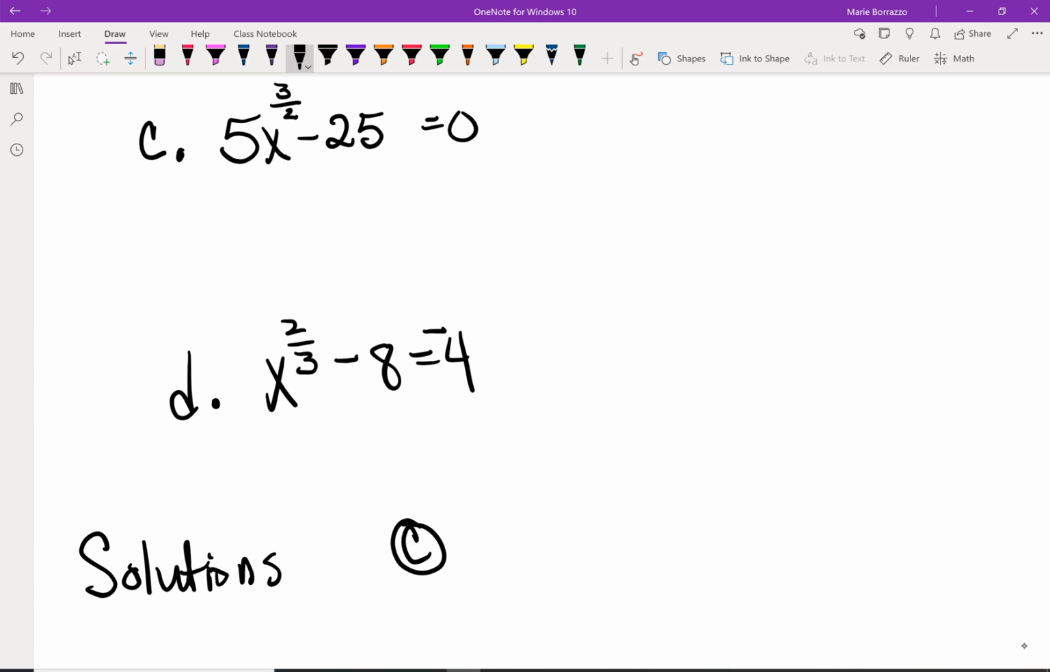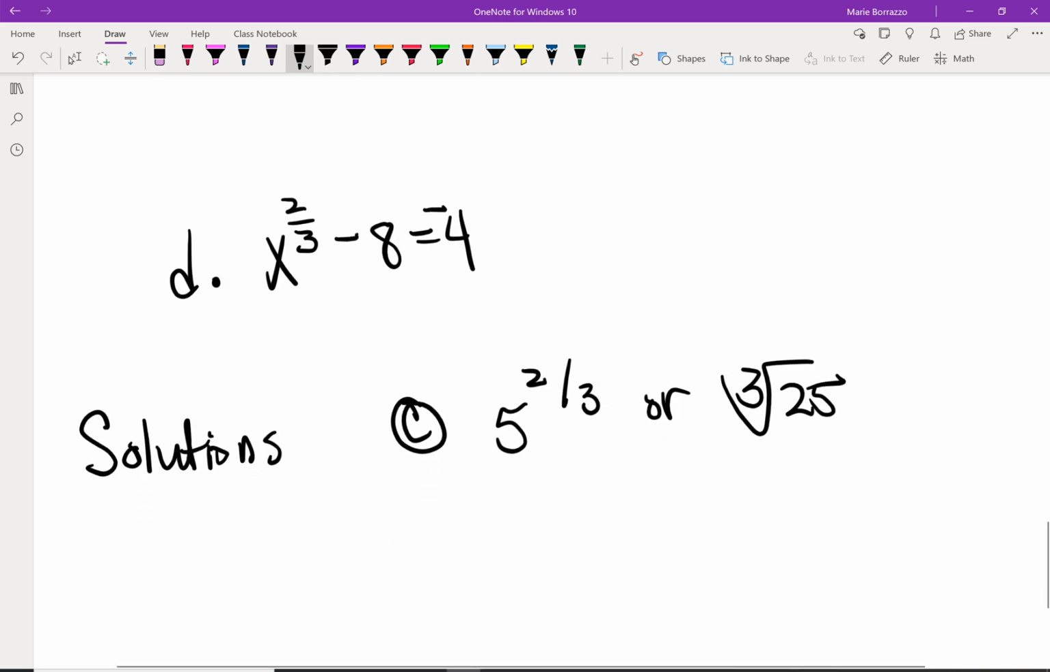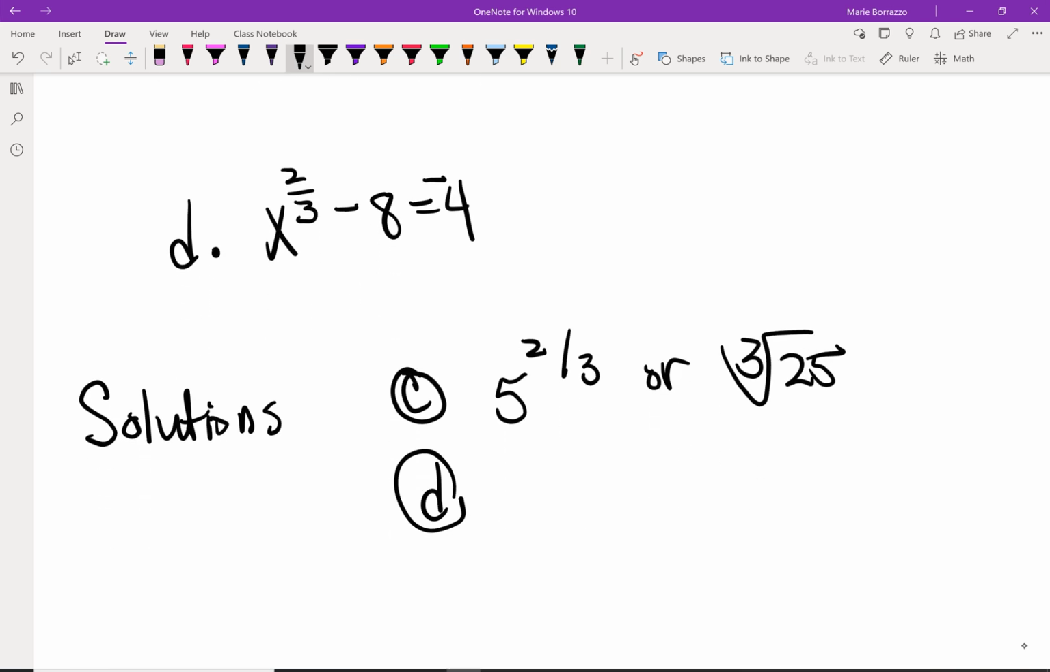So as you can see, the solution for C is either 5 raised to the 2/3, or we can look at it as the cube root of 25. And when you look at the solution for D, this should be either plus or minus 8. Okay, and usually in the Pearson program, they like you to use -8, comma, +8. All right.